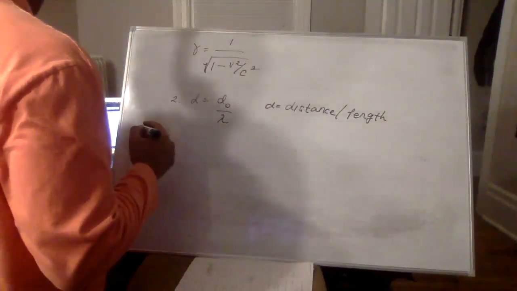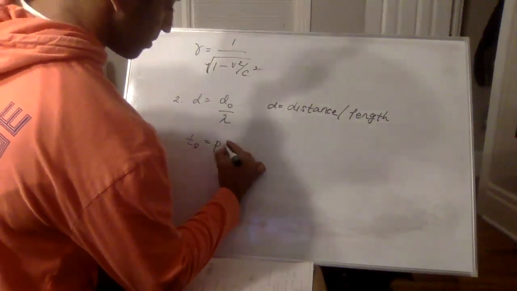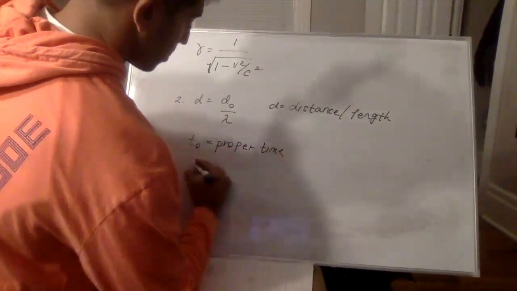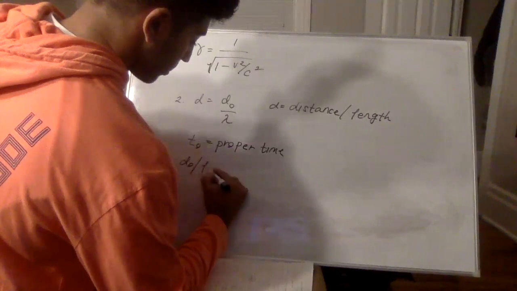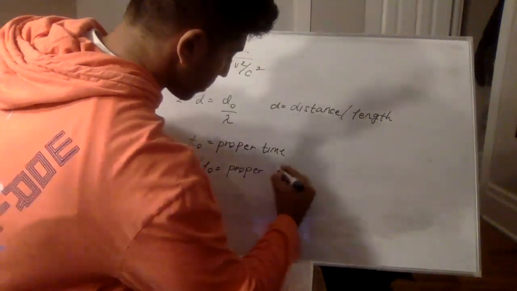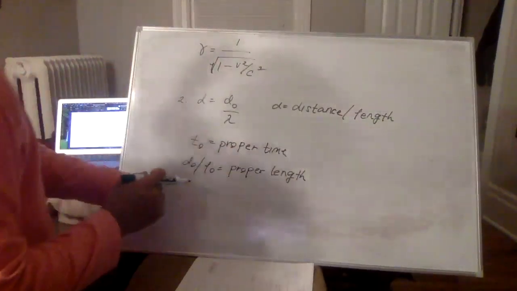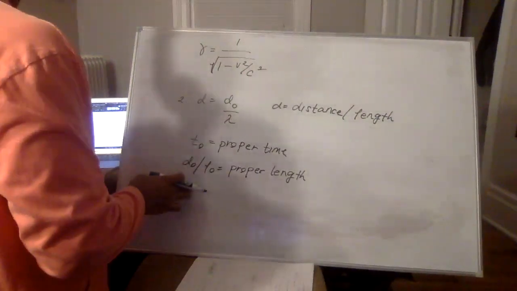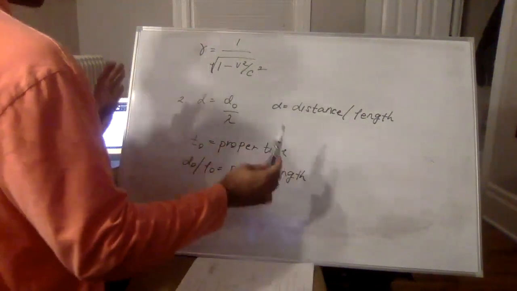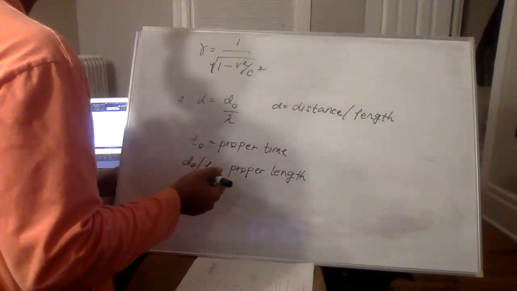Just like our T naught was proper time, our D naught or L naught is proper length. So D naught or L naught will be the shortest distance between events, or the shortest distance between any 2 points that an observer can measure.